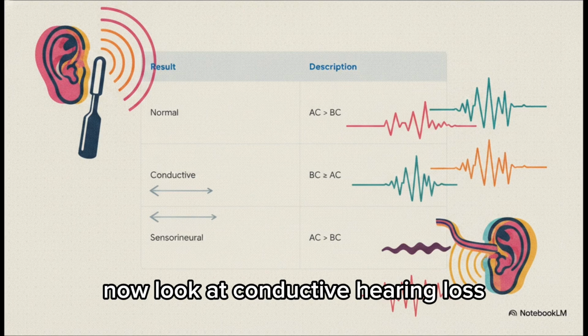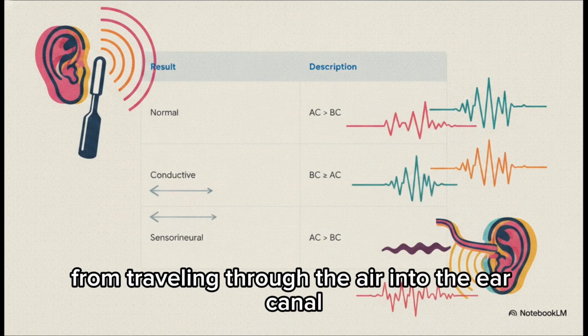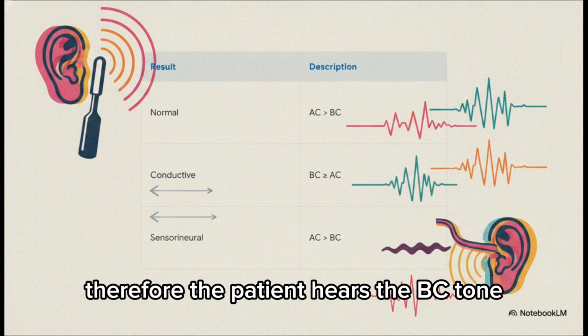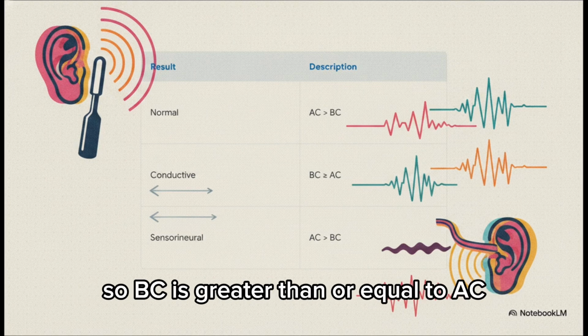Now look at conductive hearing loss. Because sound is blocked from traveling through the air into the ear canal, the bone conduction actually takes over as the primary pathway. Therefore, the patient hears the BC tone as long as or even longer than the AC tone. So BC is greater than or equal to AC.